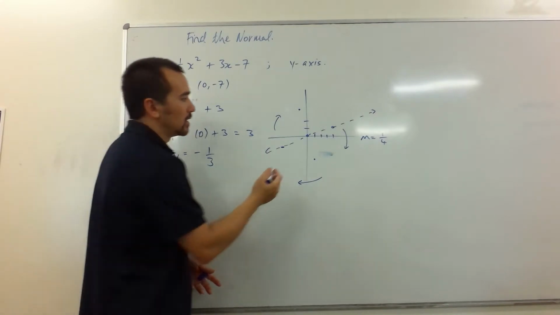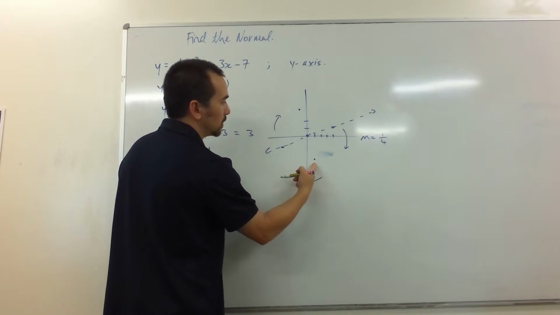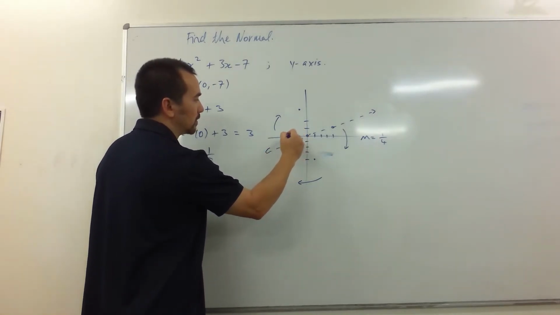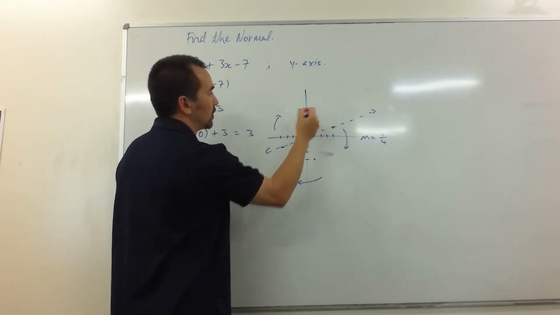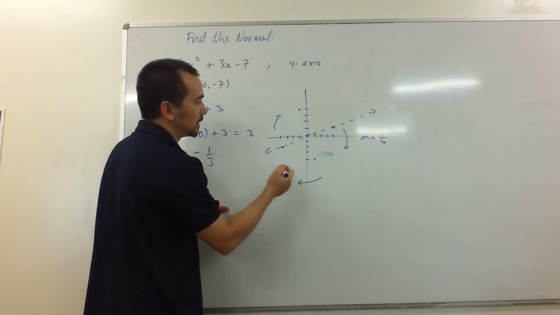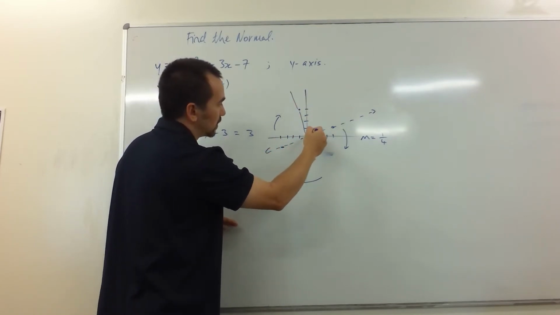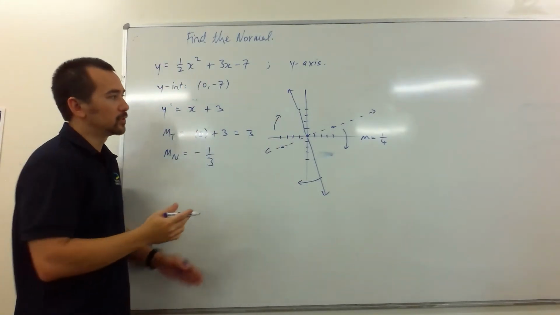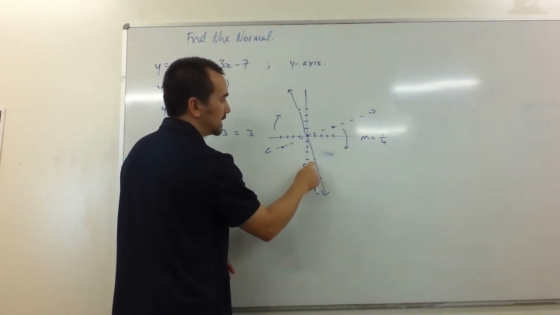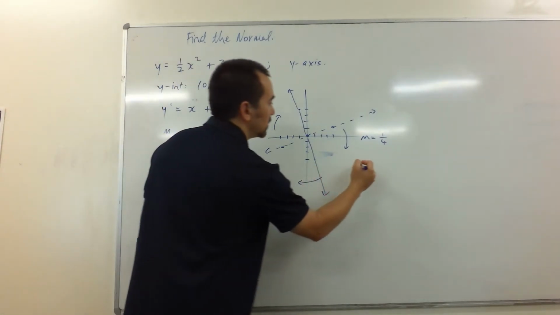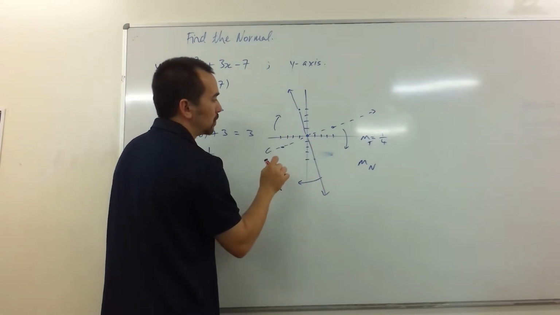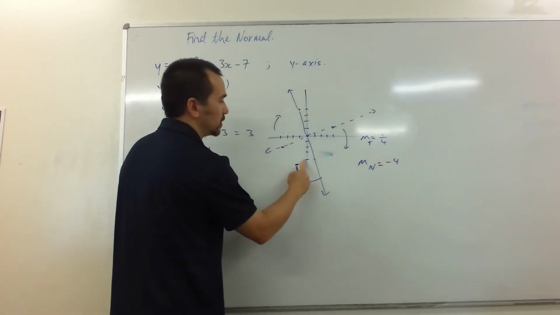So what's happening? We went up 1 across 4. To get to this one, we go to the right 1 down 4. To get to this one, we go down 1 to the left 4. And to get to that one, we go to the left 1 and up 4. Makes sense. So if we are now looking for a 90 degrees normal, it's going to look like that, 90 degrees to this line. So instead of going up 1 across 4, we go right 1 down 4. If that's the tangent, for the gradient of the normal, instead of going up 1, we're going to go down 4 and to the right 1.